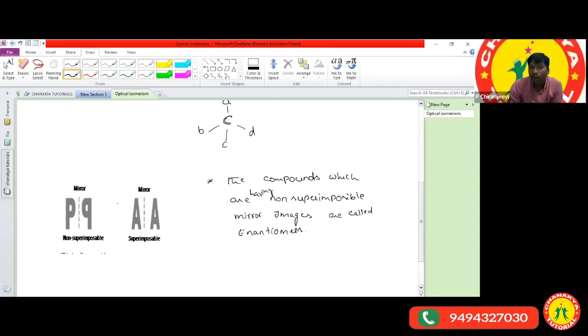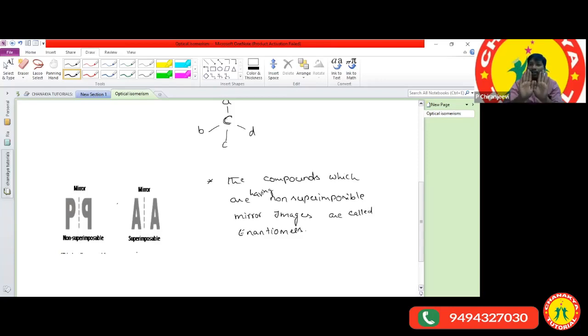Now here they have given two alphabets, one is A, another one is P. Which one has the non-superimposable mirror image, P or A? Take our hands as an example. This is one hand and this is the other hand. These two are mirror images actually. If we keep them side by side, they look like mirror images.